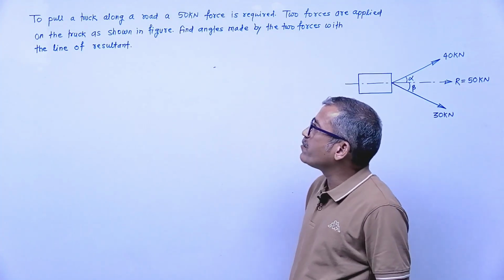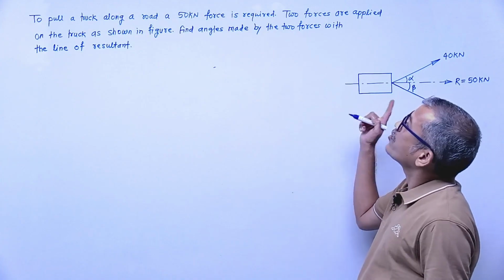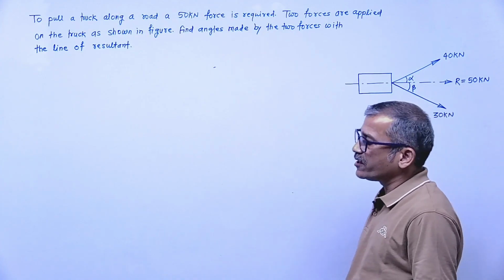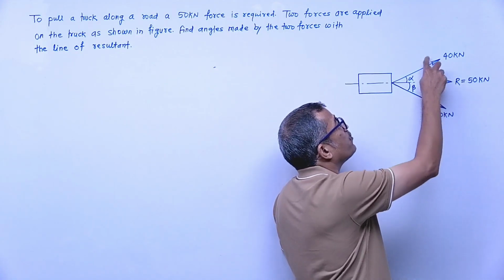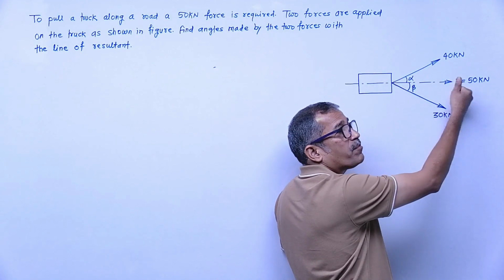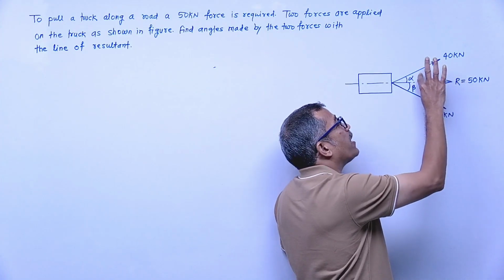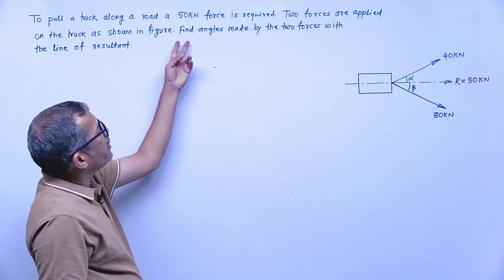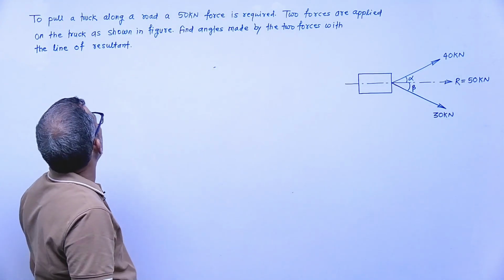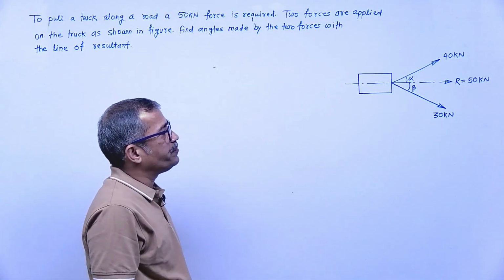For this purpose, what is done? Two forces are applied on the truck as shown in the figure. To get this resultant, such 30 and 40 kilonewton forces are applied. But at what angle is not given. The same thing is asked in the problem: find the angles made by the two forces with the line of resultant.